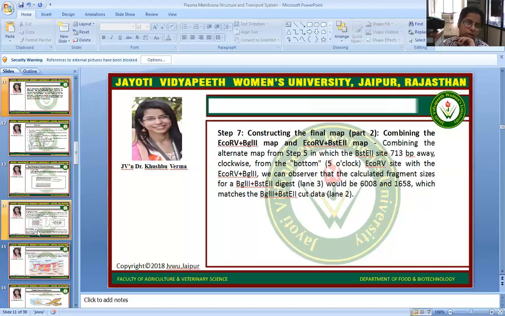These are all the steps which will be followed in the mapping of DNA and the mapping of restriction sites in a plasmid DNA. And this is the sum up of this session.